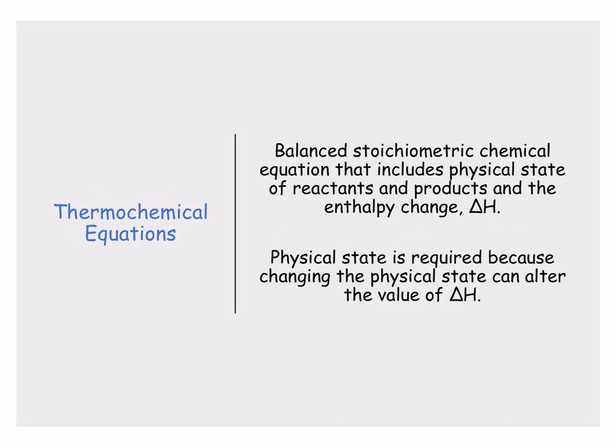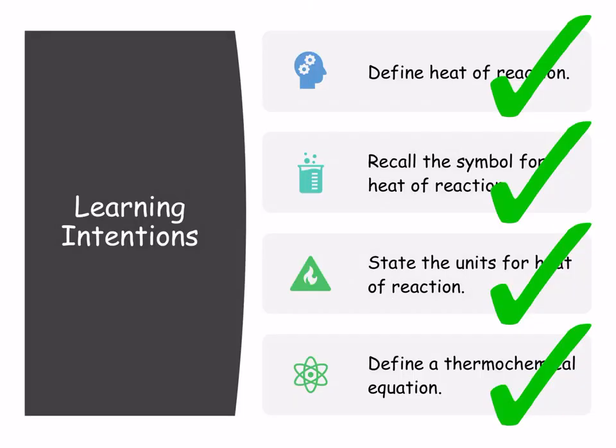Now, be aware that a physical change is required because changing the physical state can alter the value of delta H. That's very important to be aware of, okay? Guys, that's everything around defining what a heat of reaction is. We need to remember delta H is the symbol for the heat of reaction. The units are kilojoule per mole, and we need to be comfortable describing what we know to be a thermochemical equation. If you guys have any questions on that, please do let me know.